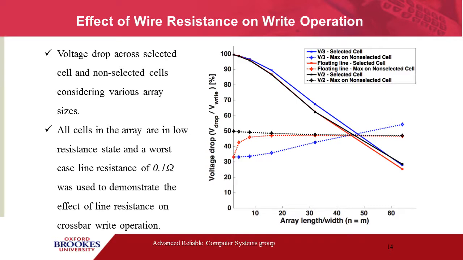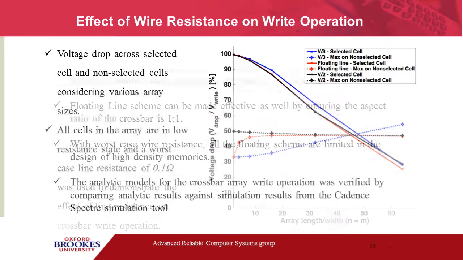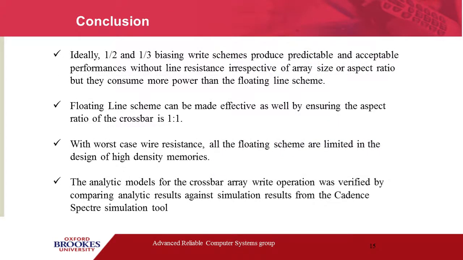I'll give a quick summary of this work before I conclude this presentation. Ideally, the 1/2 and 1/3 biasing write schemes produce predictable and acceptable performances without line resistance irrespective of array size or aspect ratio, but they consume more power than the floating line scheme. And as I said earlier, the floating line scheme can be made effective as well by ensuring the aspect ratio of the crossbar is a square one, that is, the width is the same as the height. This way, designers can benefit from its power conservation.